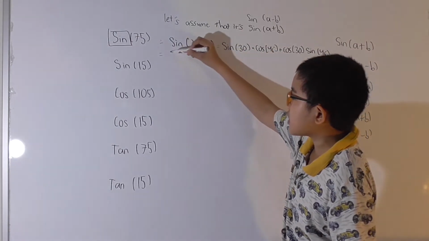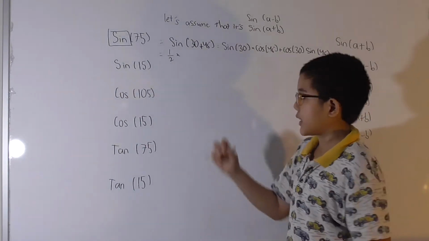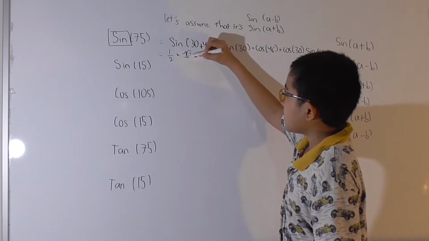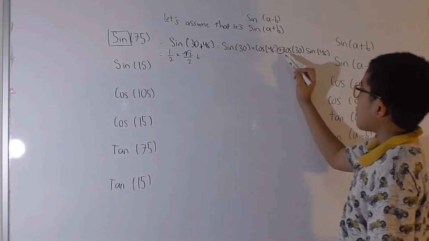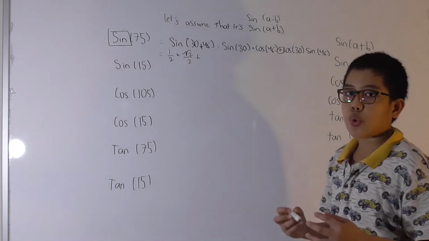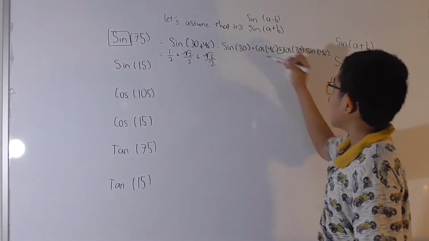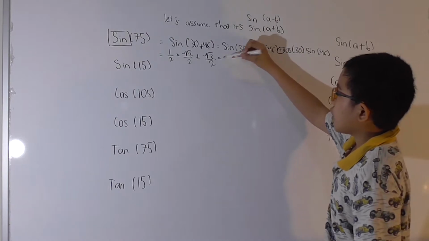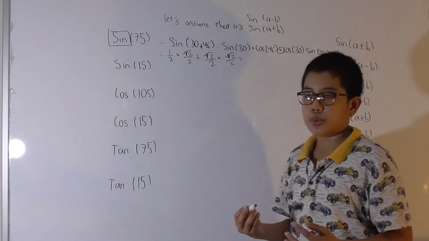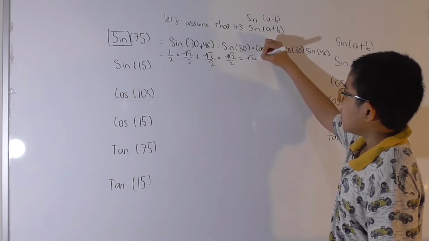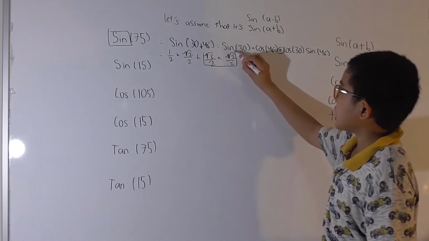Well, sine of 30 is half, times cosine of 45, which is square root of 2 over 2, plus cosine of 30. Cosine of 30 is square root of 3 over 2, and then sine of 45 is square root of 2 over 2. And then, what's half times square root of 2 over 2? The square root of 2 over 4, plus this one. What is it equal to?